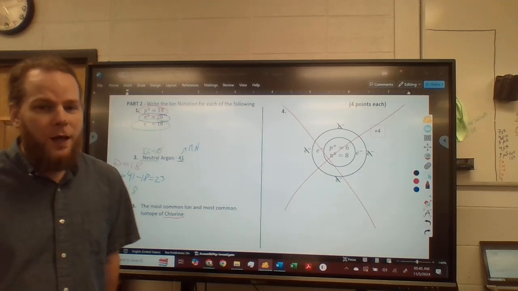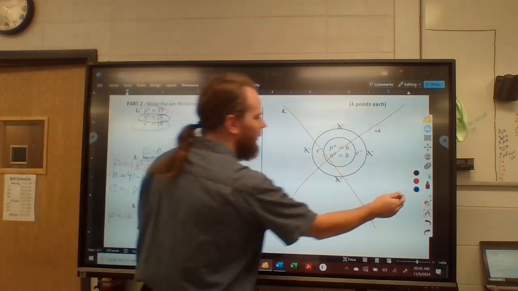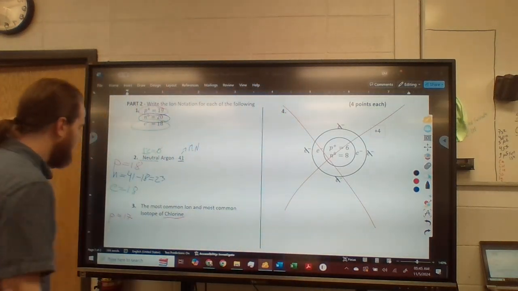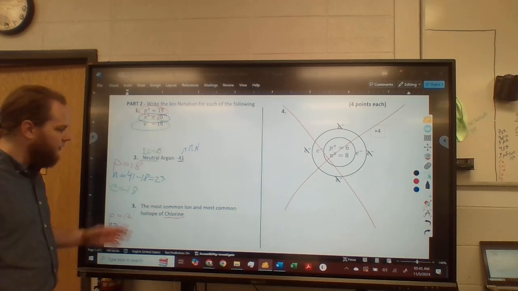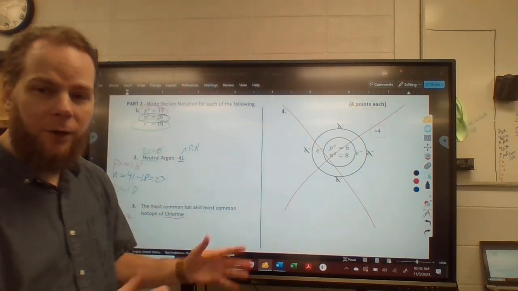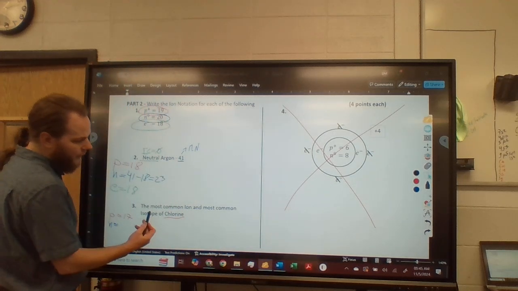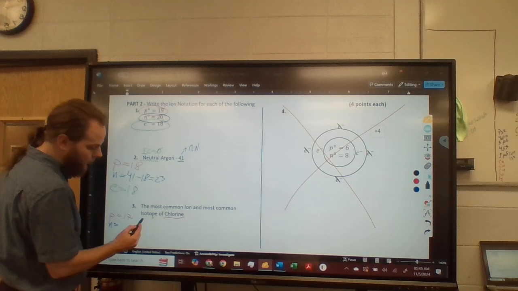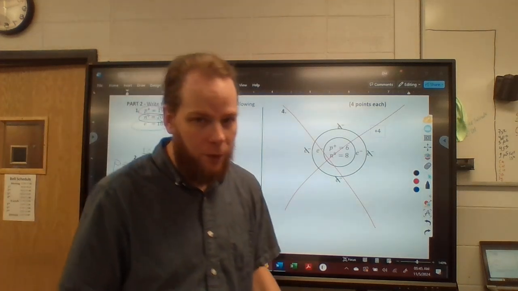Okay, that one's easy. Now we need to figure out the neutrons. Well, if you think back, for neutrons, we said that neutrons and mass number are tied pretty closely. So if we can figure out the mass number, we can figure out the neutrons. Well, between most common ion and most common isotope, the most common isotope tells us what the mass number is for this.